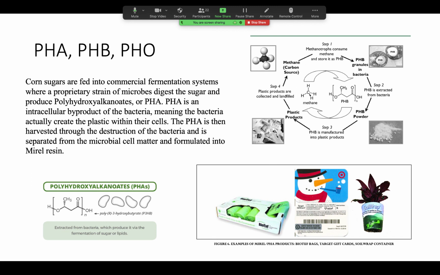So this is the one interesting thing about this resin. I think the name brand of this resin is Mirel Resin. It's made in Clinton, Iowa. The Mirel Resin has a higher ability to be broken down in marine environments, right?